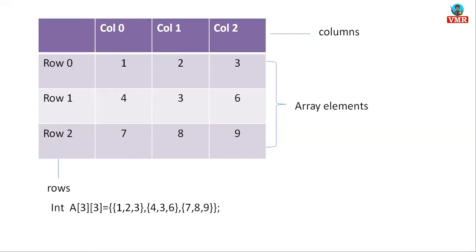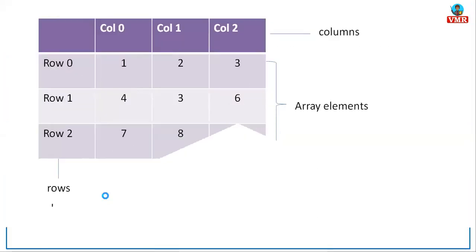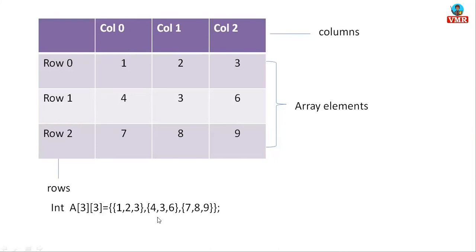In this example, I have considered a 3 by 3 matrix. See here: first row, second row, third row. Each row has 3 columns. This is how your values will be represented. Now, how a particular cell is addressed: consider A of 0, 0 element. In a matrix, that is A00. Then A01 is the first row, second position, and so on.